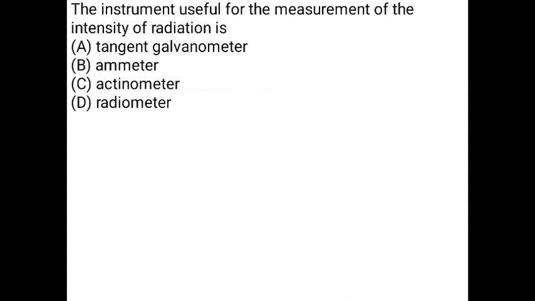The instrument useful for the measurement of the intensity of radiation is, option C is correct. Tangent galvanometer is for electric current measurement, and ammeter is for measuring DC or AC current in ampere, and actinometer is actually for measuring the heating power of radiation, and radiometer is for intensity measurement of radiant energy. Option D is correct.